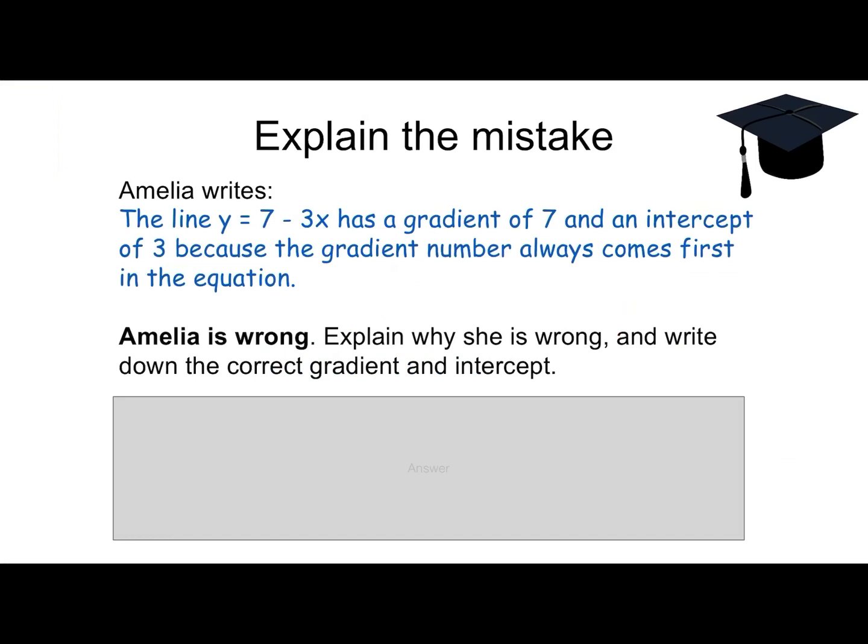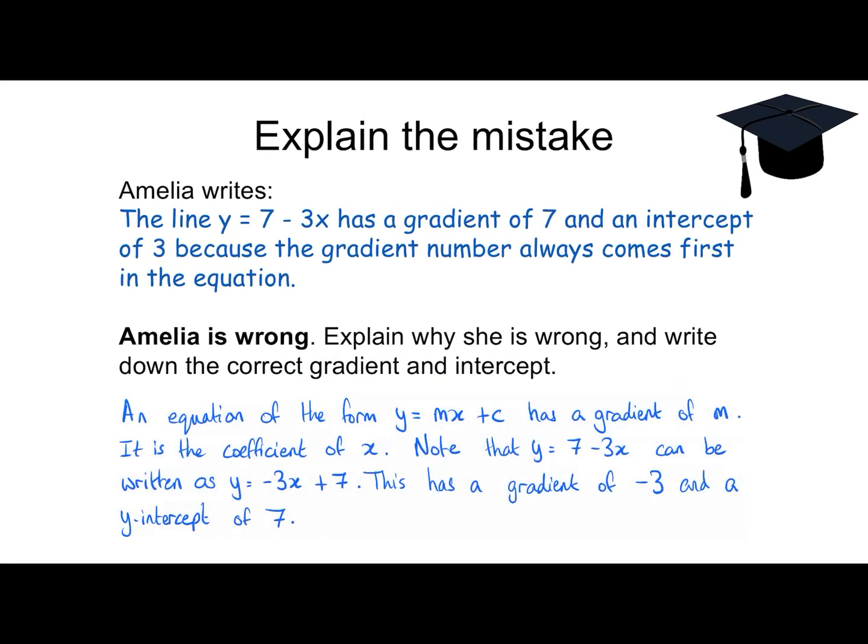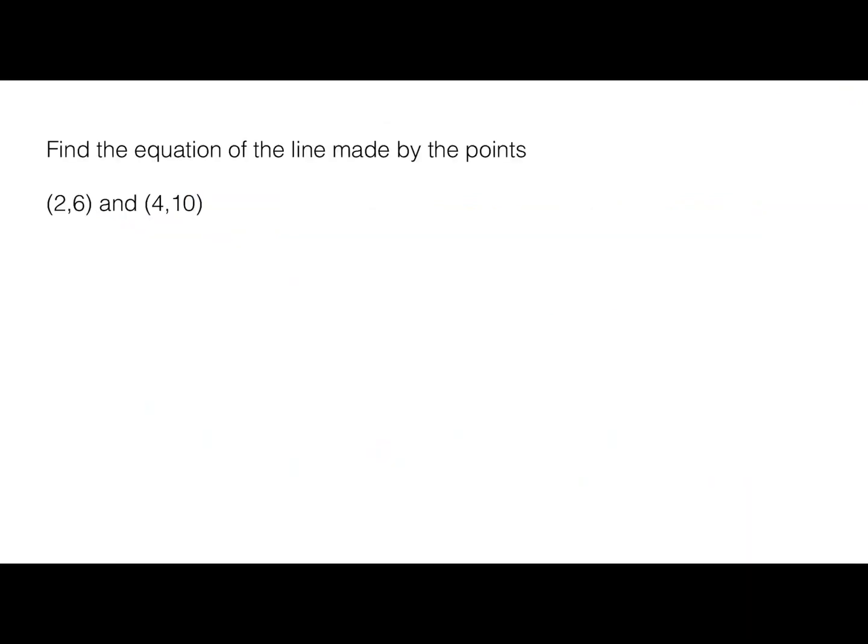So she's wrong because the gradient is not the number that comes first. The gradient is the number in front of the x, which is -3. And the y-intercept is the other number. So that has a gradient of -3, y-intercept of 7, or the point is (0, 7). Okay?